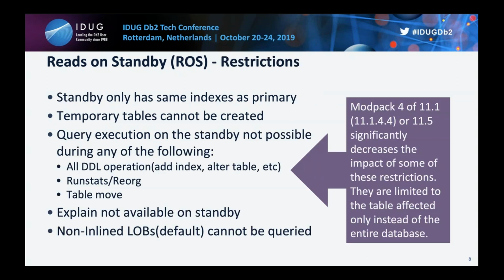The main reasons it's not really suitable as a full reporting server is that the standby only has the same indexes as the primary. So we can't get different indexing for the different workloads that we would see on the primary server for OLTP and the standby server for reporting. We also can't create temporary tables. We can't do explain on the standby, and we can't query LOBs that aren't inlined, and not inlining LOBs is the default. So we have to be careful with that on the standby.